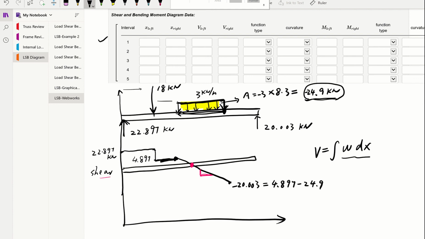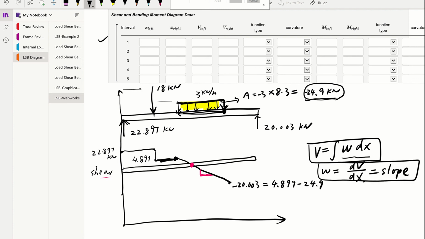Well, we learned the slope basically is derivative, right? If we have this shear is the integral of omega, this shear is the area underneath the intensity. Another expression using derivative: omega is basically your dV over dx. That's your slope. So the slope of the shear is going to equal omega. That's what you just came up with. So going back to this, the slope of the shear is going to be equal to your omega. That will be your 3 kilonewton per meter.